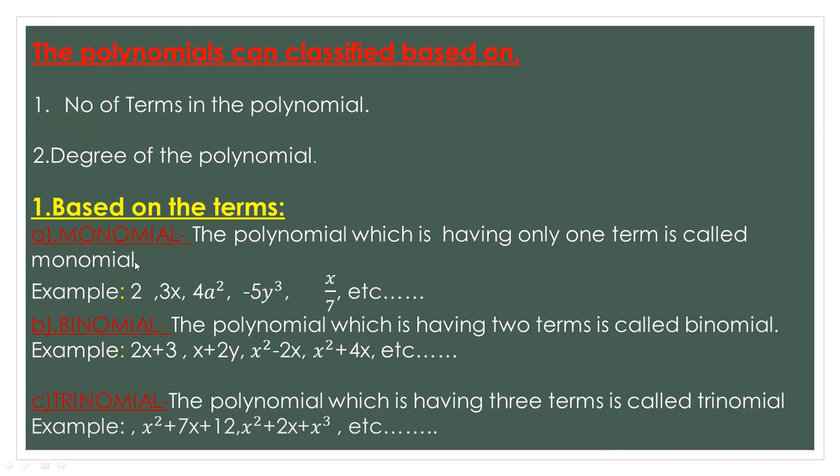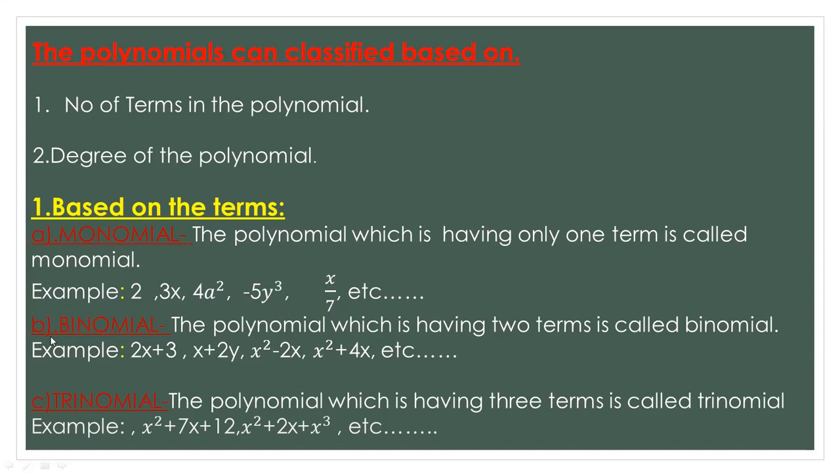Okay, the polynomial which has only one term, right? So for example 2, 3x, comma, 4a square, comma, minus 5y cube, comma, x by 7, etcetera. Like these examples we should give for the monomial. It should have only one term, right?